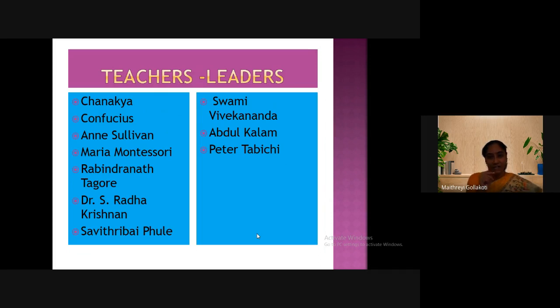Now, teachers as leaders, I have given you some names. The first and foremost, of course, is Chanakya, who is also called Kautilya, the author of Arthashastra. He was the pioneer of economics in India, and he also expounded a lot of theories about political science. He was the famous teacher of Chandragupta Maurya, who established the Mauryan Empire in India. So Chanakya comes to my mind first.